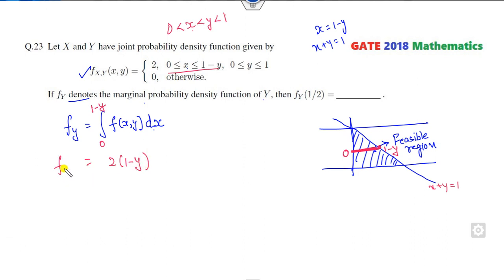So this is the value of f of y. Now they need f of half. What is f of half? It comes to be 1, which is the right answer of this problem. So remember, within a fraction of a second you can solve this question in a very easy manner.